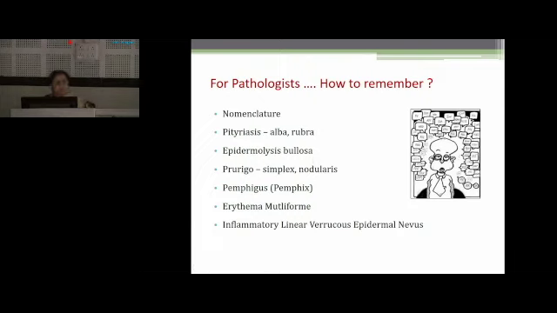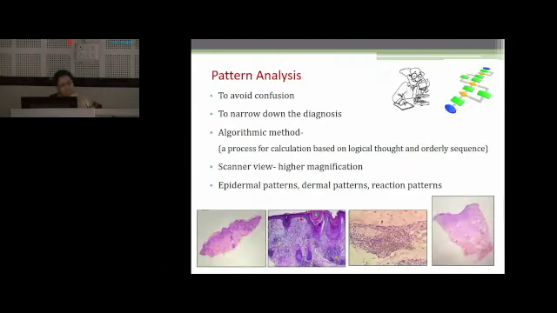Now coming to actual pattern analysis. Pattern analysis is the best way to report a skin biopsy. It avoids confusion, it narrows down the diagnosis. For this, we have to start with the scanner view appearance. Here, the scanner view appearance is based on the appearance due to collection of inflammatory cells in particular regions.